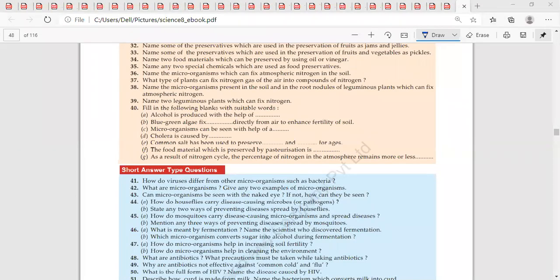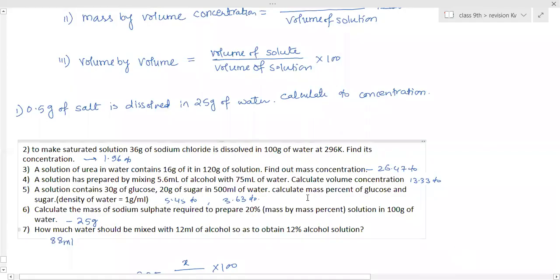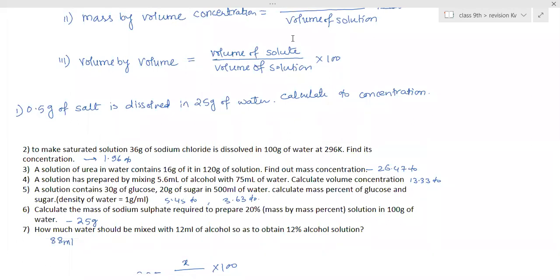Ma'am, I can't see. Yes, ma'am. It's showing the last page, ma'am, 8th grade science, microorganisms. Wait, one student can tell, I can understand. Now are you able to see? Yes, ma'am. Now 7 questions are there.